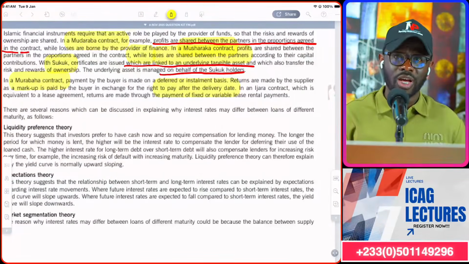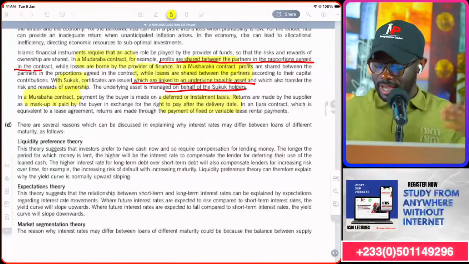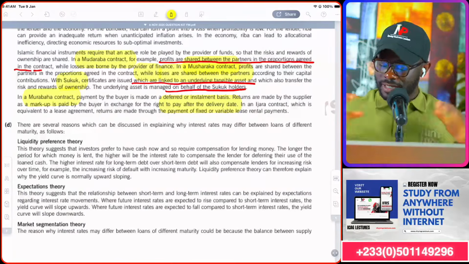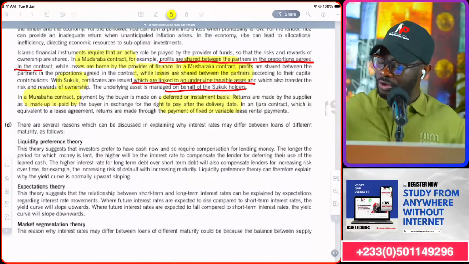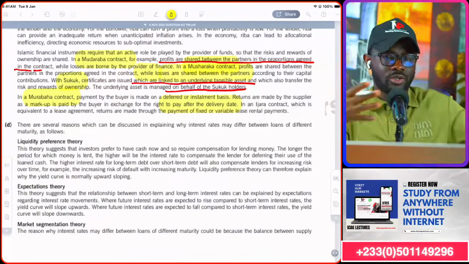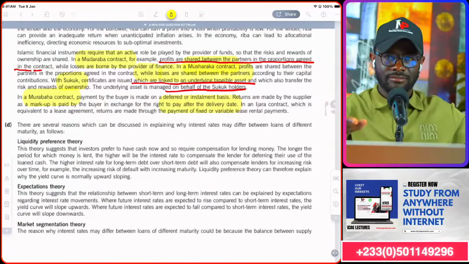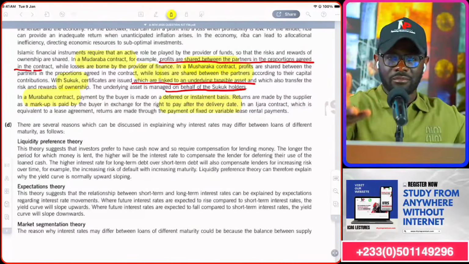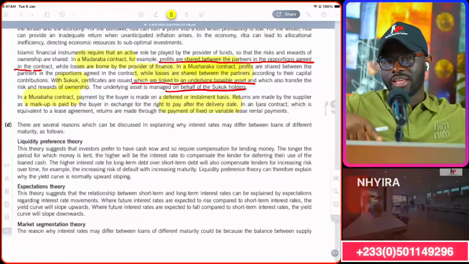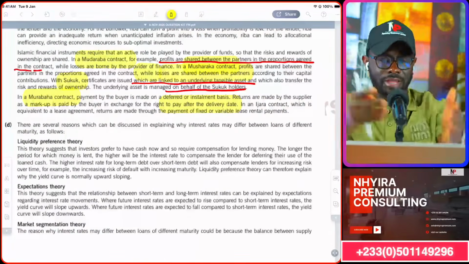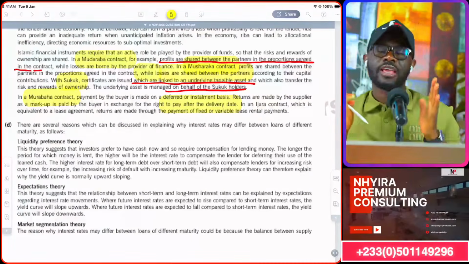and who taught you how to pronounce these things. In ijara, which is equivalent to a lease agreement, returns are made through the payment of a fixed or variable lease rental payment. So ijara is like, okay, I need an asset. I don't have money to buy it from you, but can you lease it to me? So you give me the asset, I use it every year, and then I pay you back something. That is ijara.